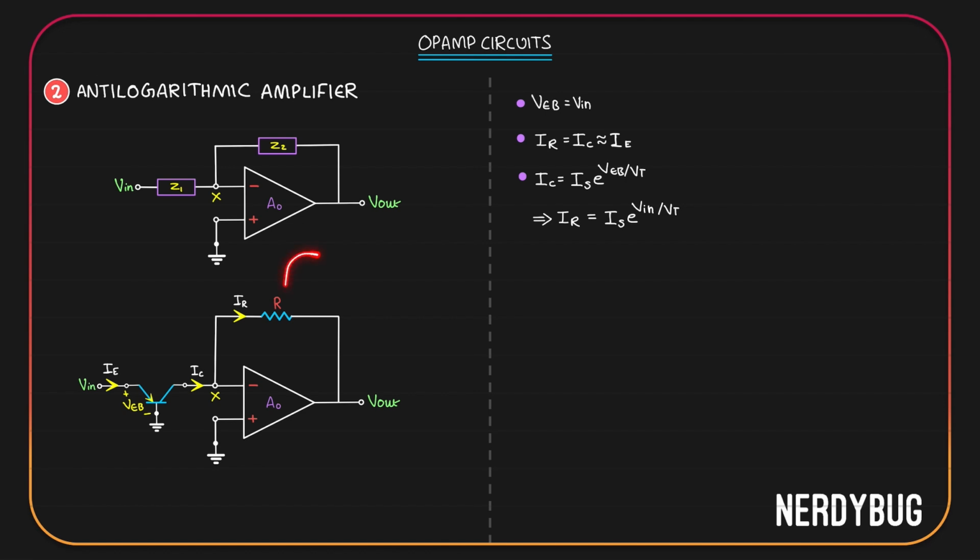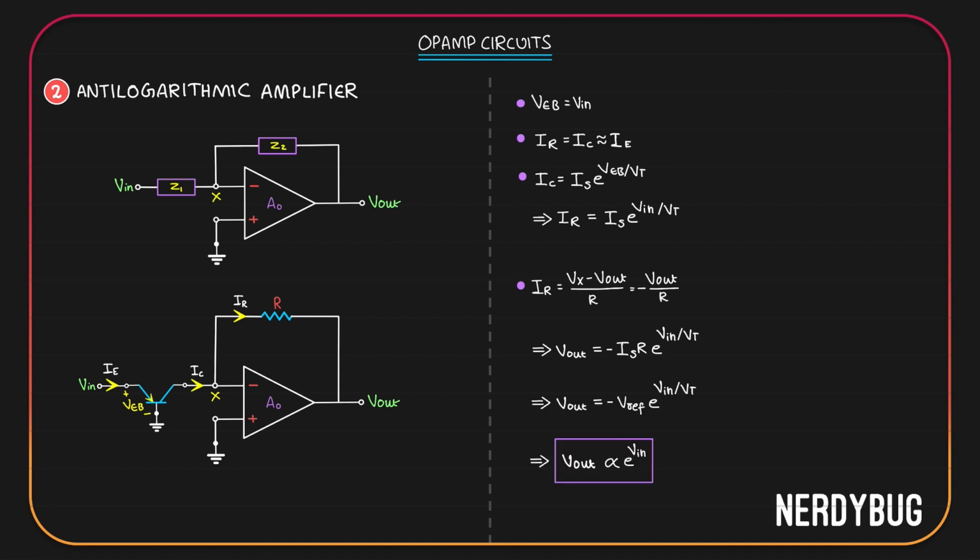But IR is the current through the resistance R, who has a 0 potential here, V out potential there. So the current is 0 minus V out divided by R, which is negative of V out by R. Equating these two expressions, we can write V out as negative IS R e to the power V in by VT. IS multiplied by R can again be called reference voltage. That gives us our final expression. Clearly, output is proportional to e to the power of input. We have an anti-logarithmic amplifier.